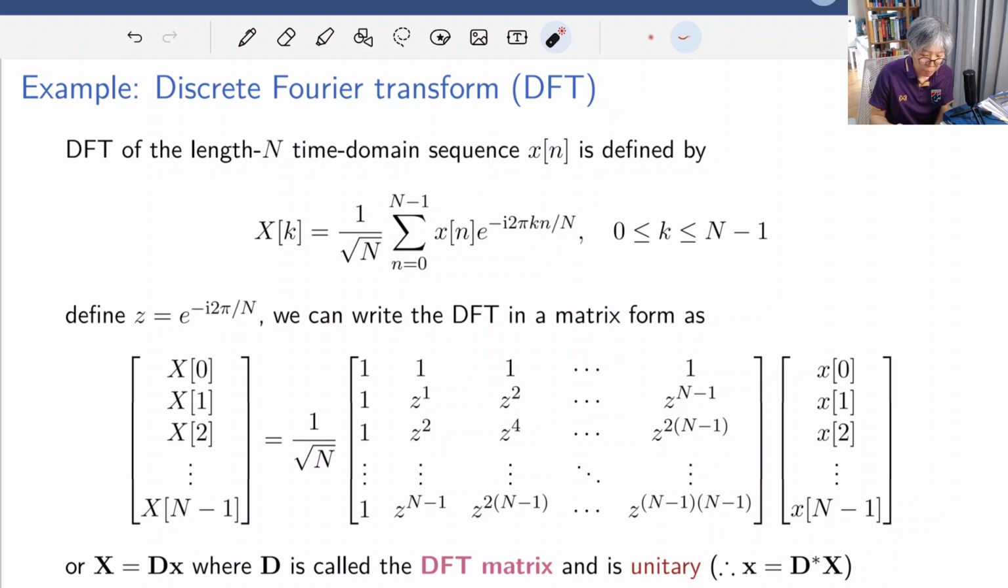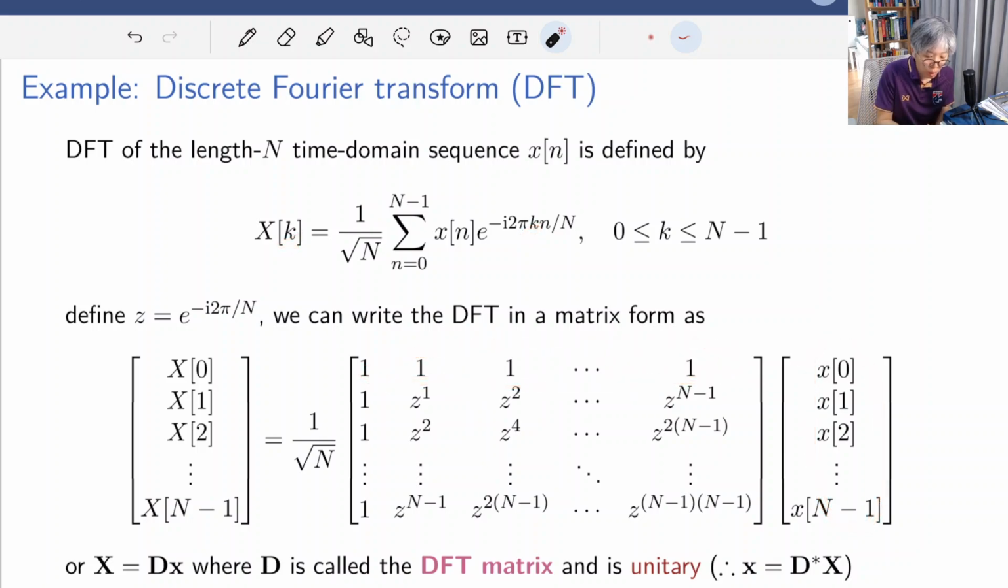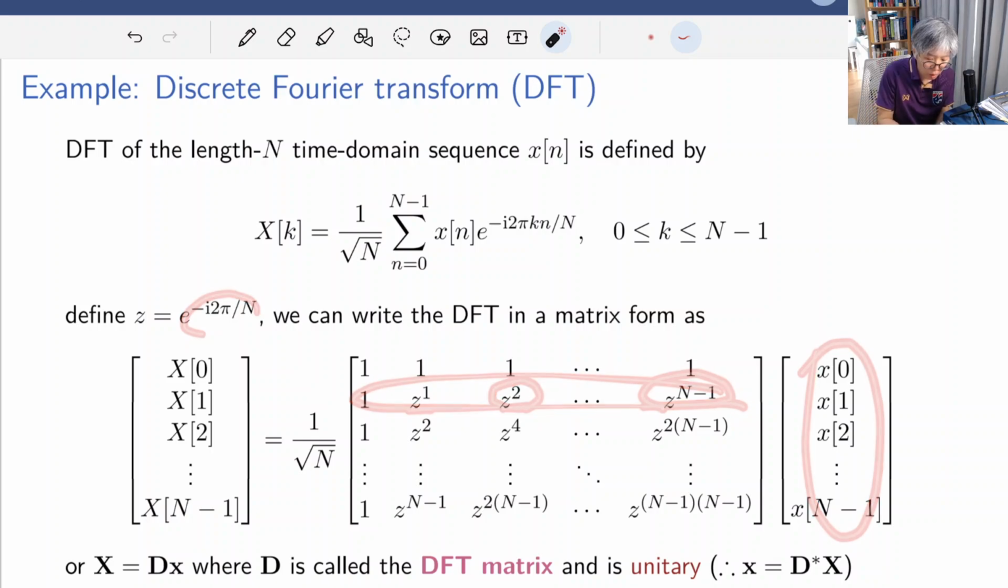So for x0, k equals 0, so it's going to be just the sum of the discrete time sequence. For x1, when k equals 1, you're going to take this sum with the factor of z, z to the power of 2, and z to the power of n minus 1. Multiply this, and so on.